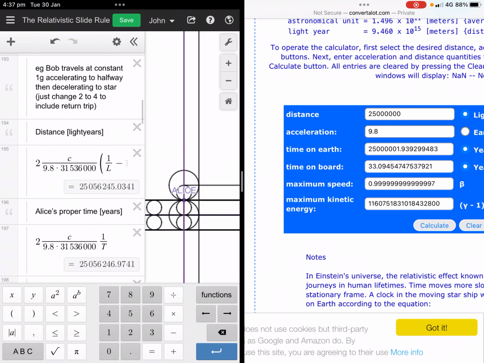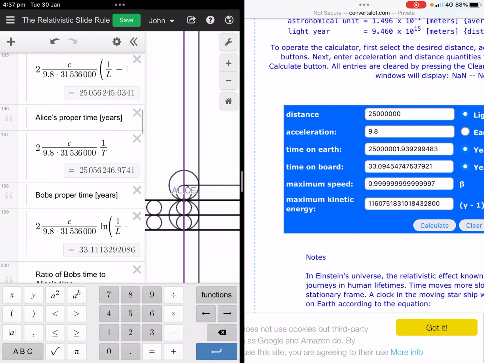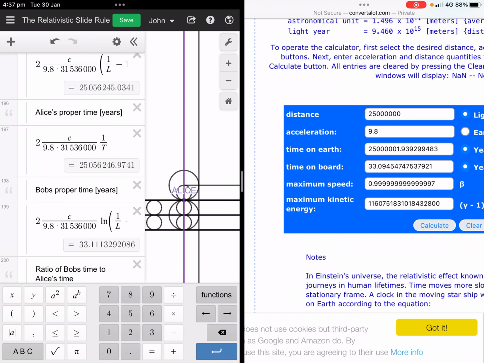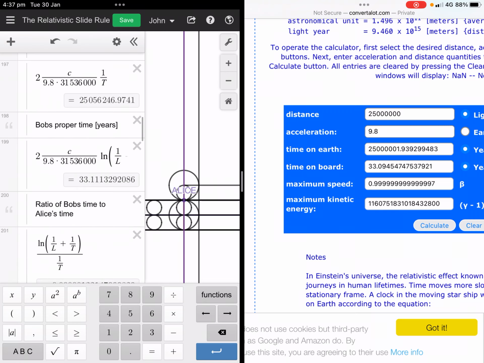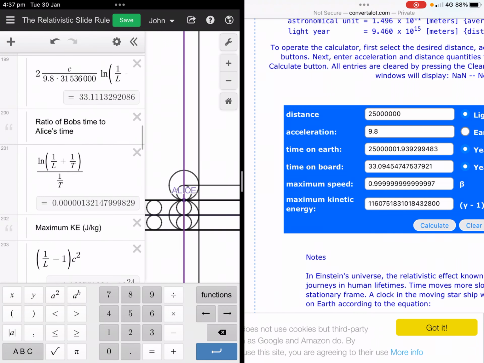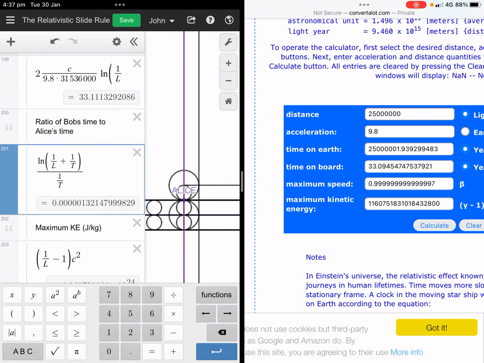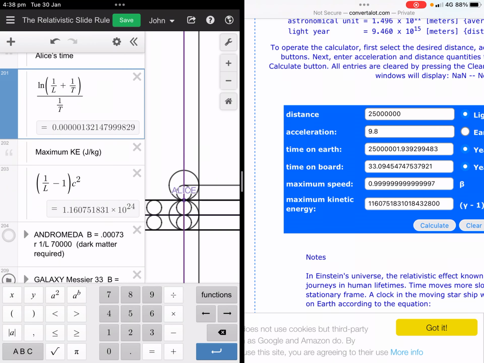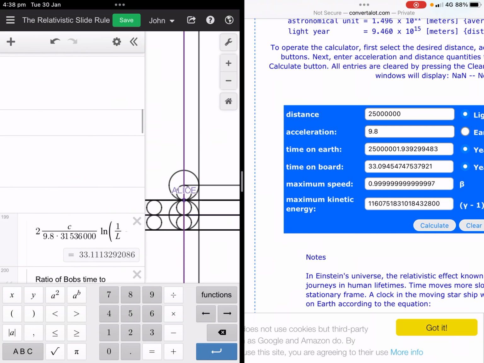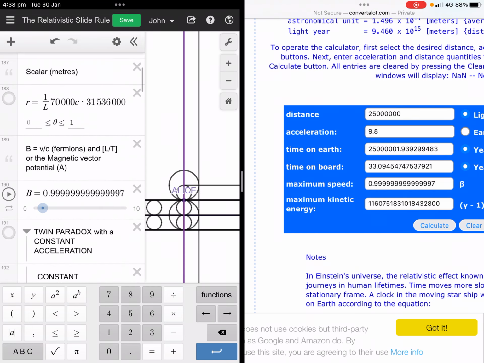So here we are, 25 million light years, and for Alice it's going to take 25 million years, but for Bob it's only going to take 33 years. And what's the difference? There's a lot of time dilation. You can see for every 1 second that passes for her, only 0.000013 seconds passes for Bob. Kinetic energy, yep, you can see that's right. Okay, so it works.